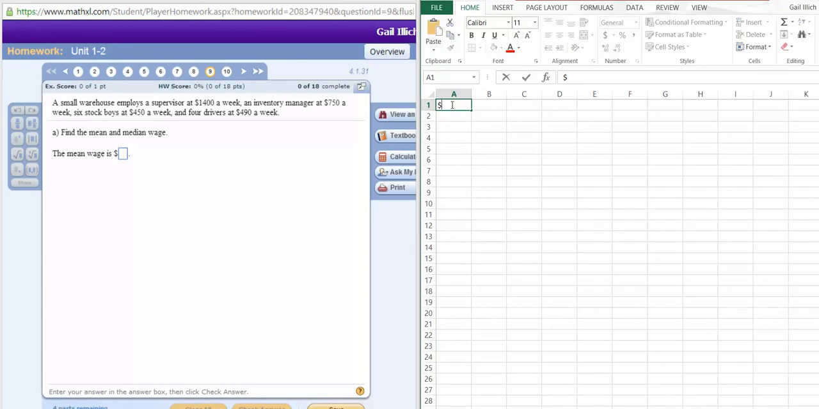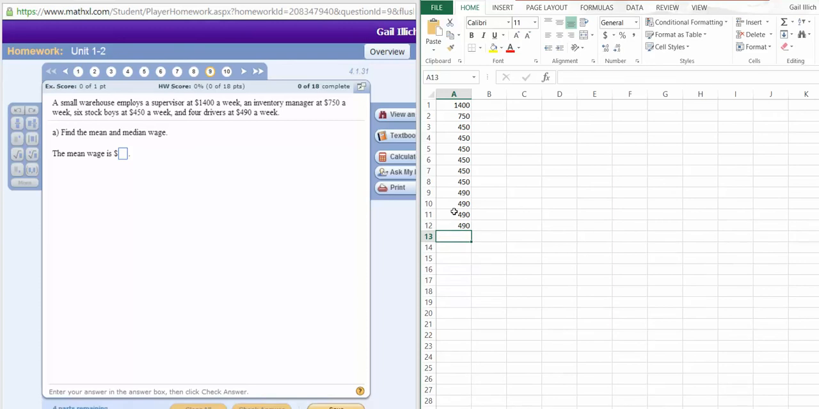So what you want to think about are these numbers. You've got the 1,400. We'll know they're in dollars, so I won't put the dollar sign each time. And then we have an inventory manager at 750. Now we have 6 stock boys, so you're going to have to do that 6 times. 1, 2, 3, 4, 5, 6. And then 4 drivers at $490 a week. 1, 2, 3, 4.